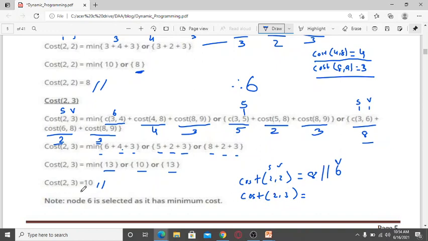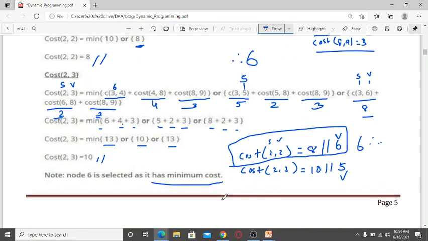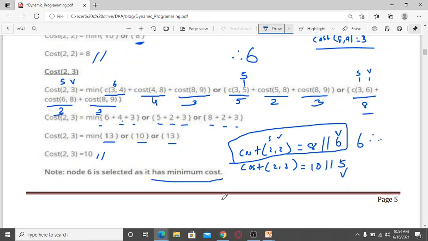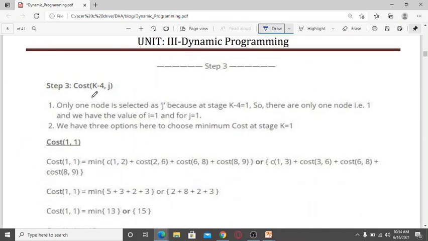And here cost 2, 3. What is the answer? 10. And how we got it? With the help of vertex 5. So which one is a minimum? This one is a minimum. Select this 6th as a node. Node 6 is selected as a minimum cost. Okay, till we reach the termination. So we completed the k minus 3. Now we will do the k minus 4. Okay, k minus 4.